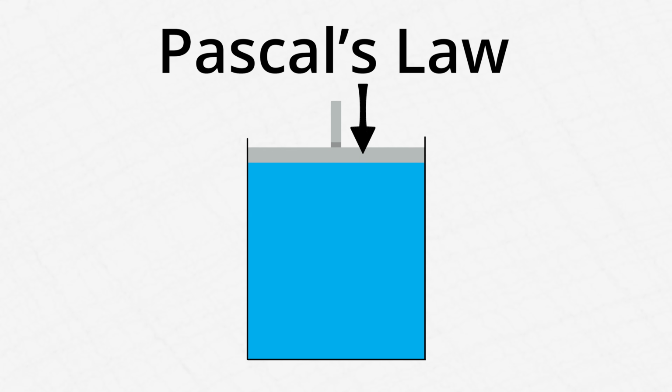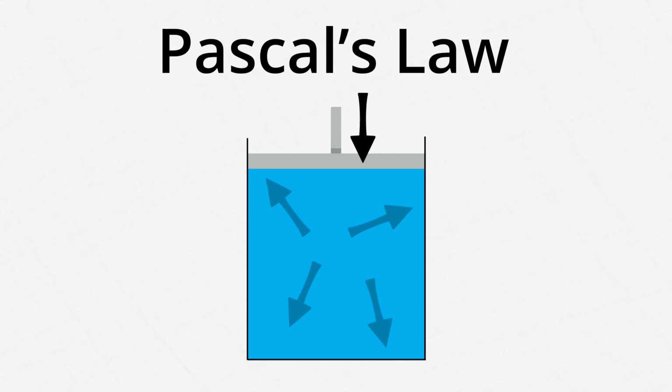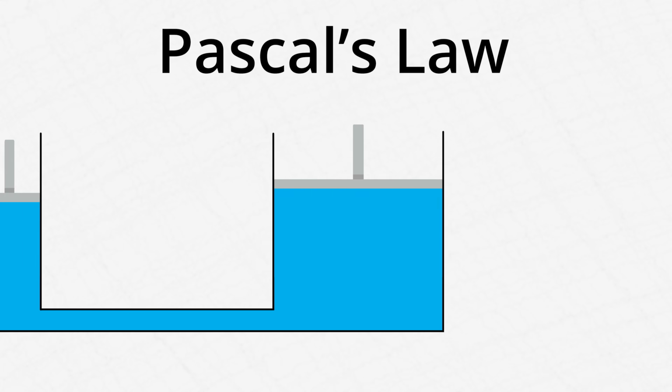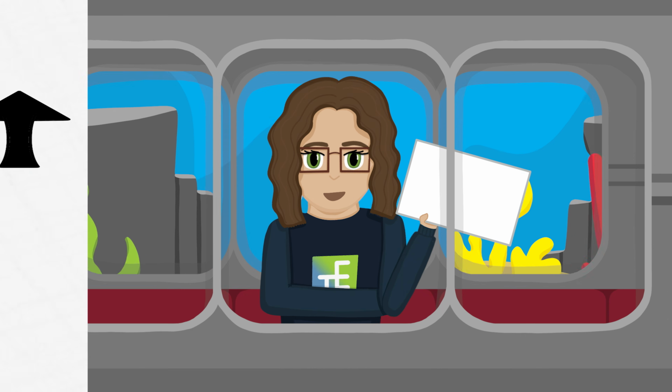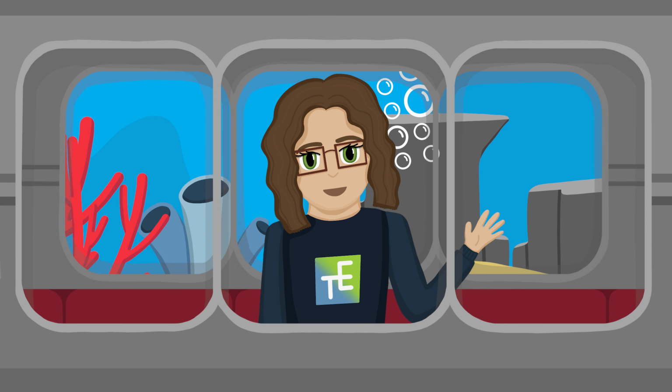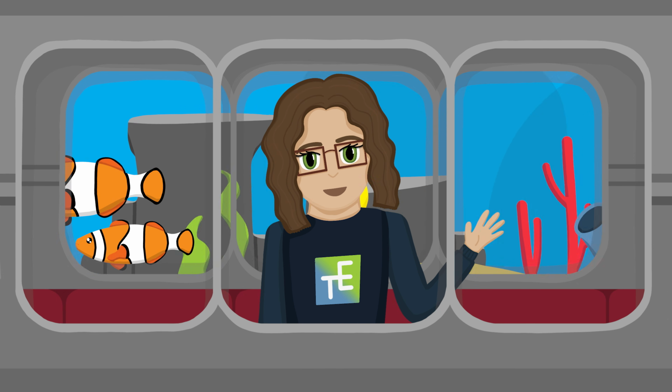So, to summarize, Pascal's law says that pressure applied to a fluid in a closed container is transmitted equally throughout the whole system, which allows us to multiply force using hydraulics. That's 2 out of 3. Now, let's hurry into the next law.